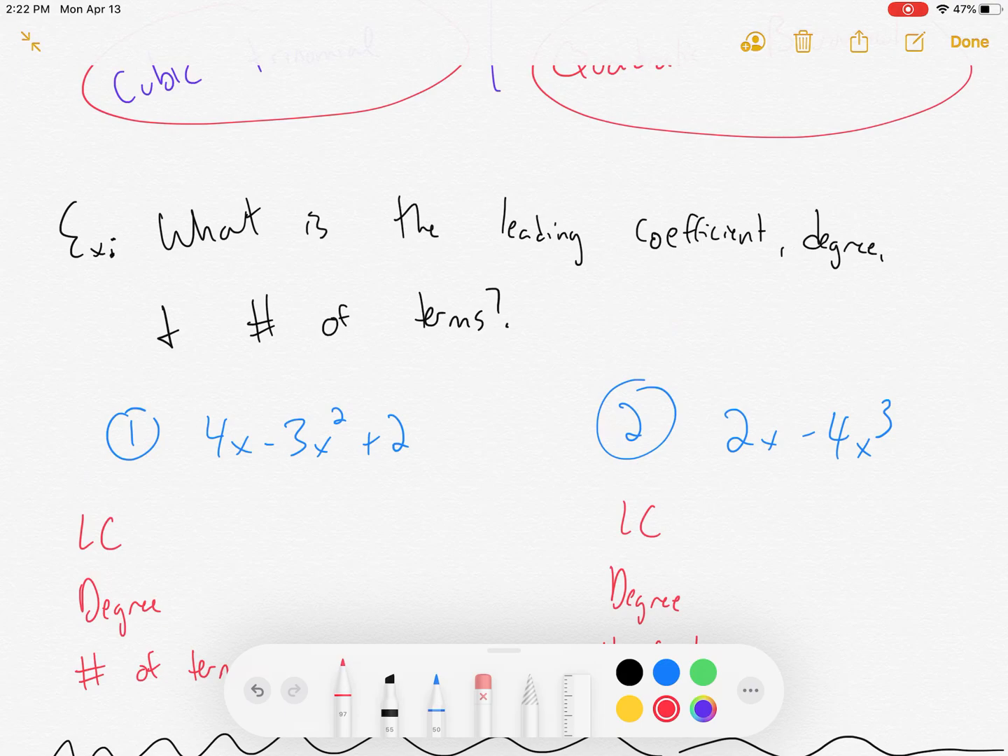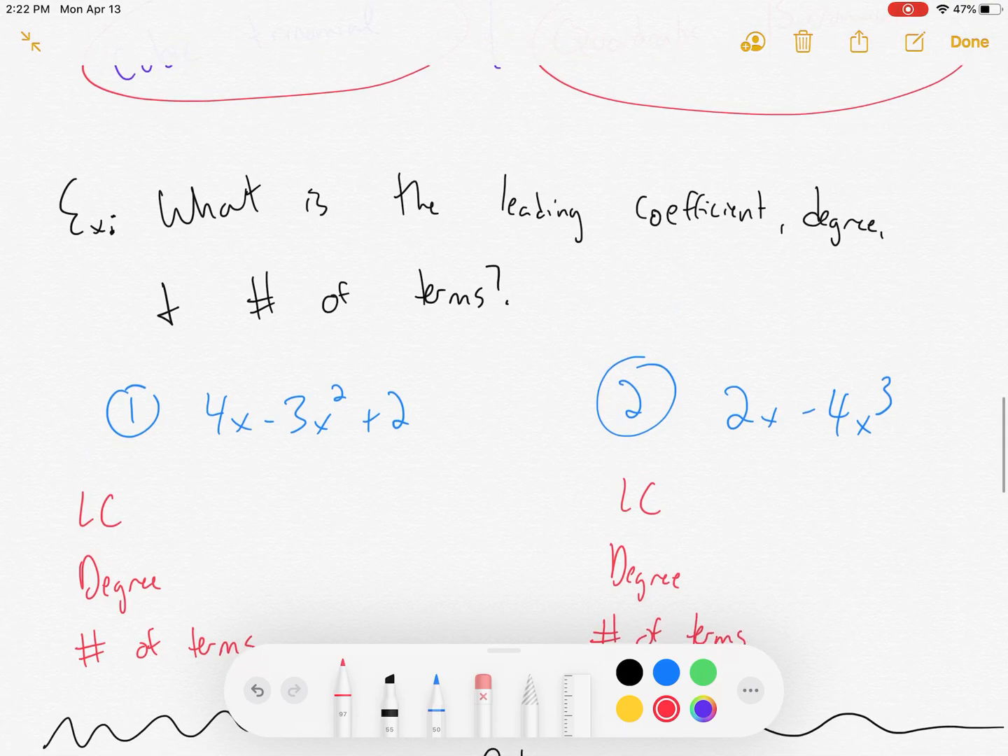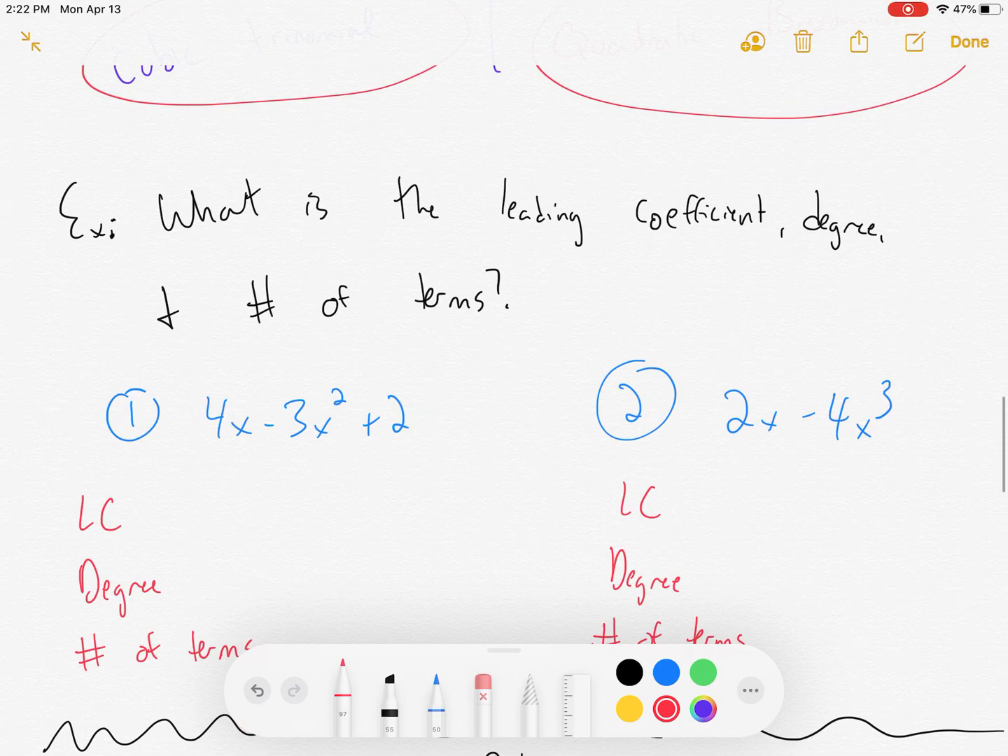Okay, so next up, it says, what is the leading coefficient, degree, and number of terms? So in order to do this, what we first need to do is put this in the correct order. And what I mean by the correct order is the highest exponent has to come first. So in this example, what's your highest exponent? Well, your highest exponent, you should understand, is 2. The highest number in an exponent is a 2. So I'm going to take this whole thing, including the sign, and move it out front. So I'm now going to have negative 3x squared.